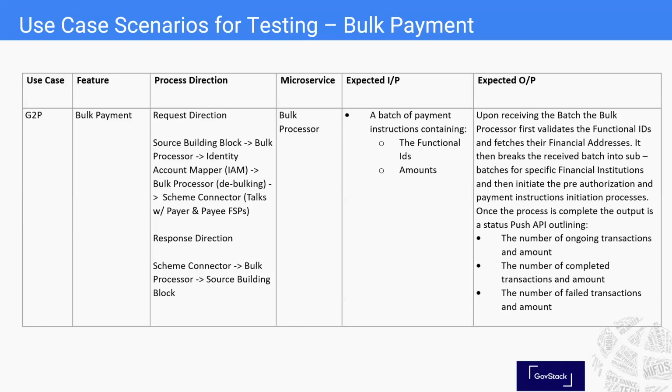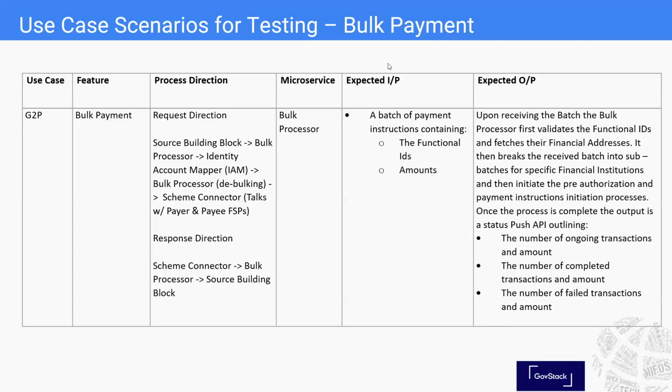So the expected input, the main input, over here you see just two things. That is because when the source building block initiates that request, and again we're writing out the main things over here, it sends us a list that contains the functional IDs and the amount that has to be paid.